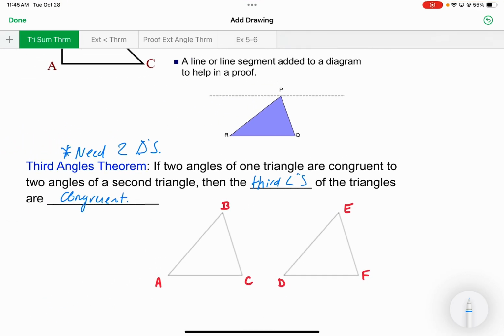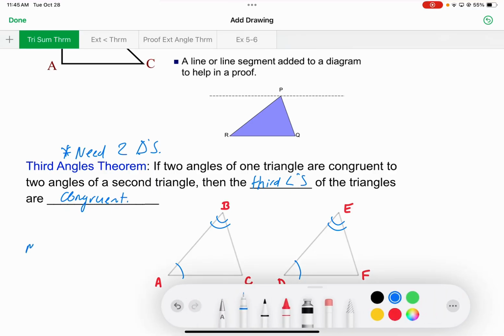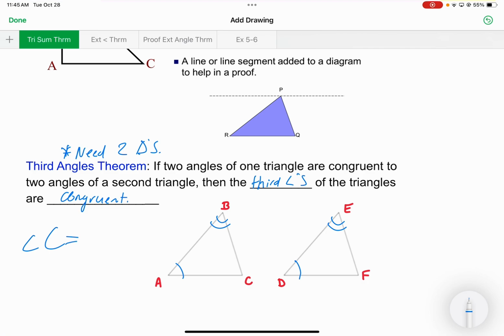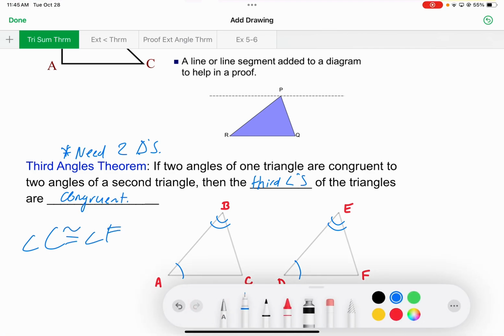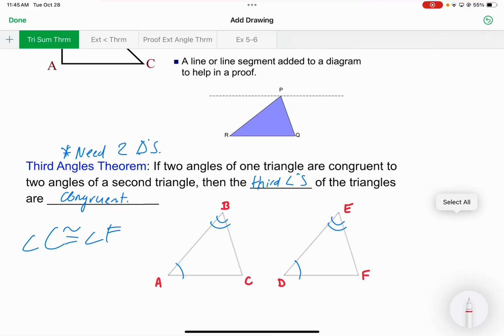Which would mean, if I know that angle A is congruent to angle D, and angle B is congruent to angle E, then I can say that angle C is congruent to angle F. If I did this in real time to show that that was the case, let's say that angle A was 40 degrees. That would force D to also be 40 degrees. And let's say that angle B was 35 degrees. Then E would have to be 35 degrees.